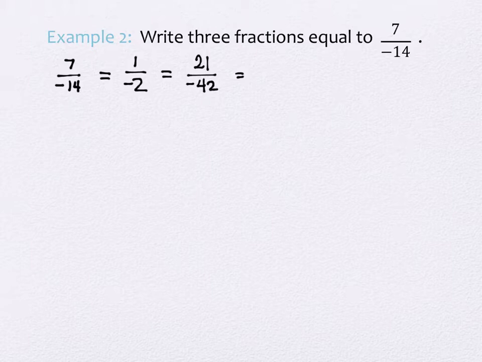Somebody give me one more. Emily, you look like you want to tell me one. 14 over what? Okay, and how did you get that one? Yeah, multiplied the numerator and the denominator by 2. So what about this one? Kind of feels like cheating, right? But it isn't. What did I really multiply by? Negative 1. And negative 1's an integer, so I can use that one actually as an equivalent fraction as well.